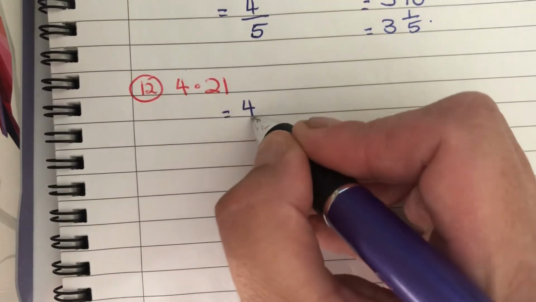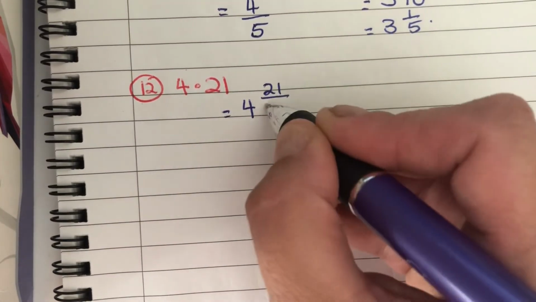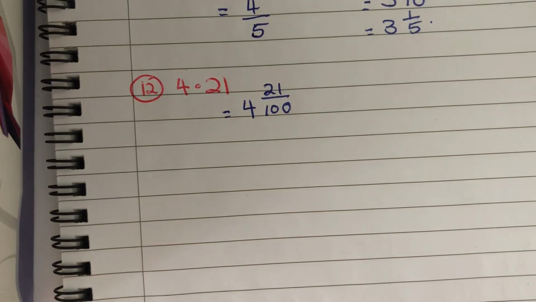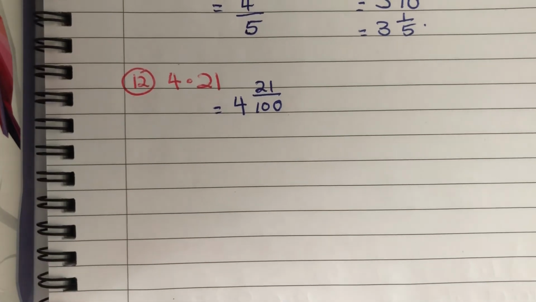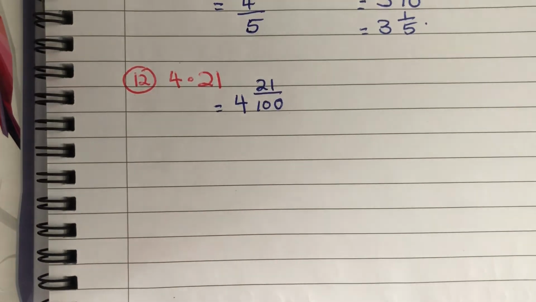All right, what about this one? We're going to put 4. I mean, this time I'm going to put 21 over 100. Now, is there anything that goes into 21 that goes into 100? No, there is not. So that is the end of the question. If you could do, though, you need to keep going.